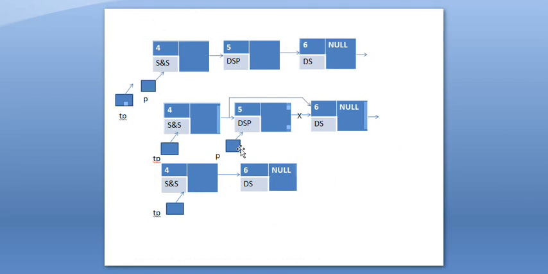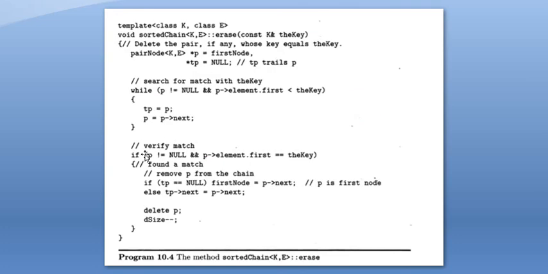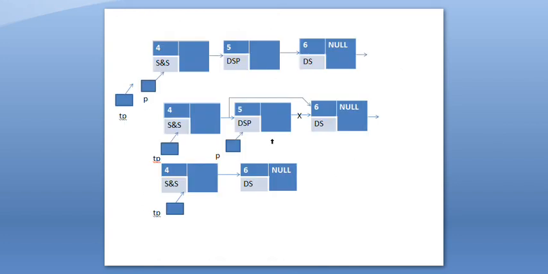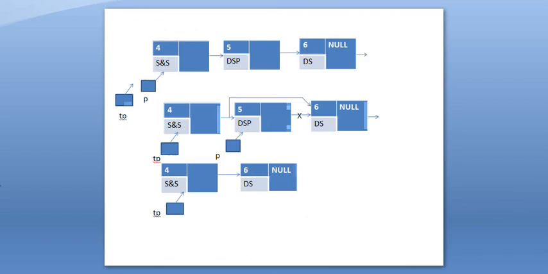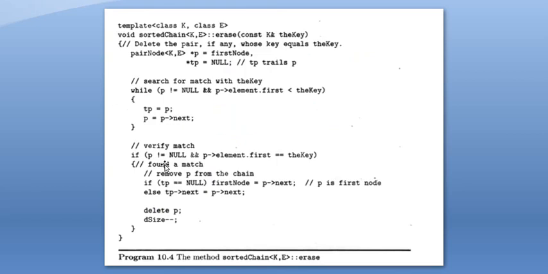So now the status is P is pointing to the second node and TP is pointing to the first node, and the element which you are searching is in the second node, and that should be deleted. Let's see how it is deleted. So first we verify the match. P not equal to null, that's correct. Then we check P element dot first, is it equal to key? Yeah, that's correct. P element dot first, which is 5, is equal to the key value which you are searching. So in that case this condition is executed.